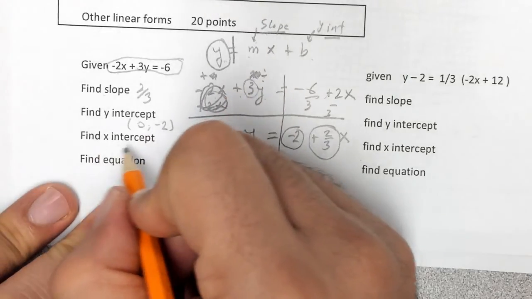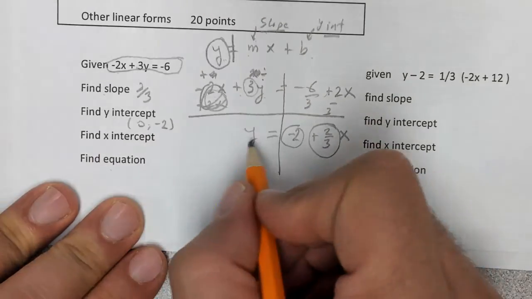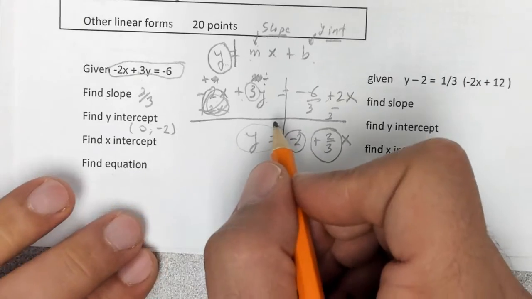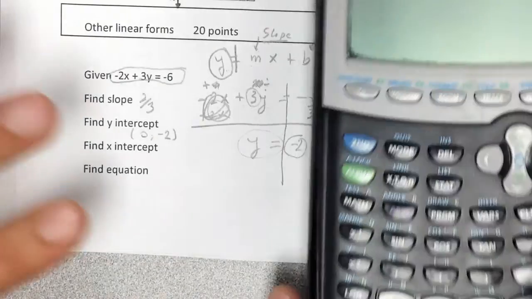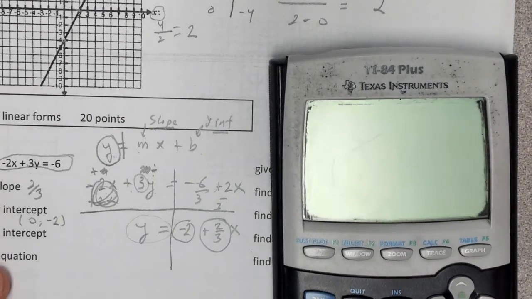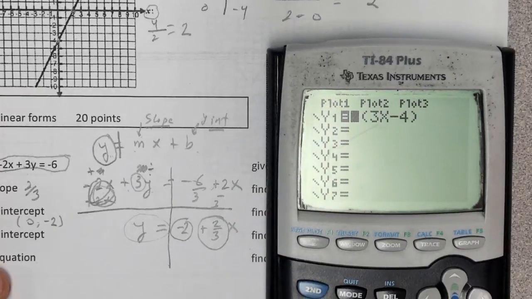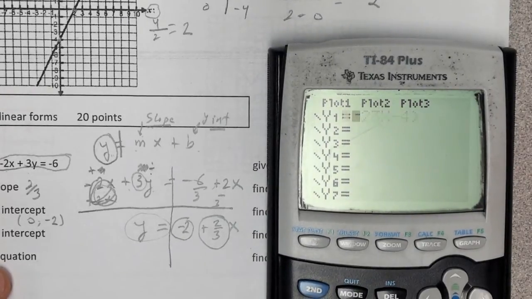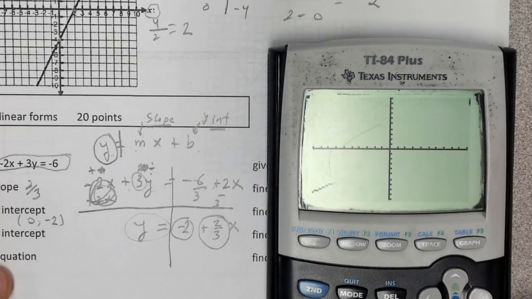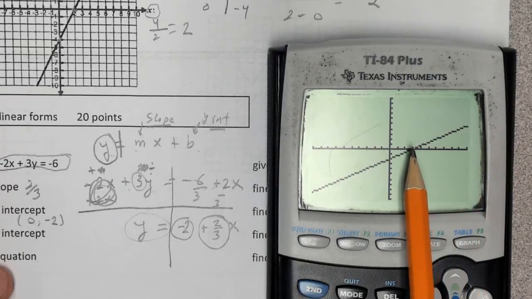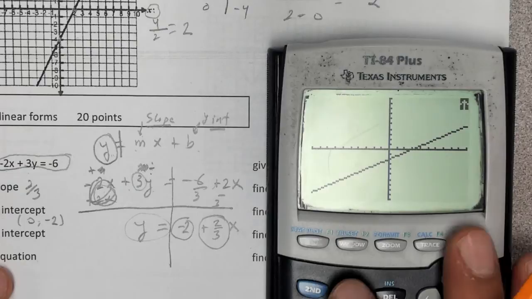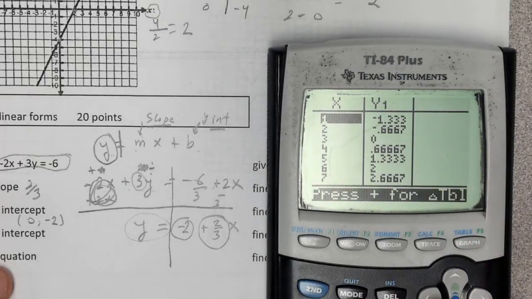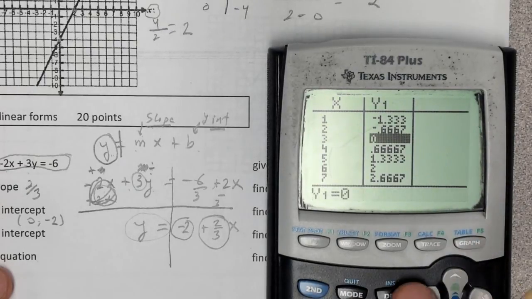To find my x-intercept, I'm going to go ahead and graph this since it says y equals, and just check it out. Now, of course, there's other ways of doing this. I just find this to be the easiest way. I just type that in there. I graph it. And this is the x-axis. It looks like it crosses around 3. And it does. See? That's our x-intercept, 3.